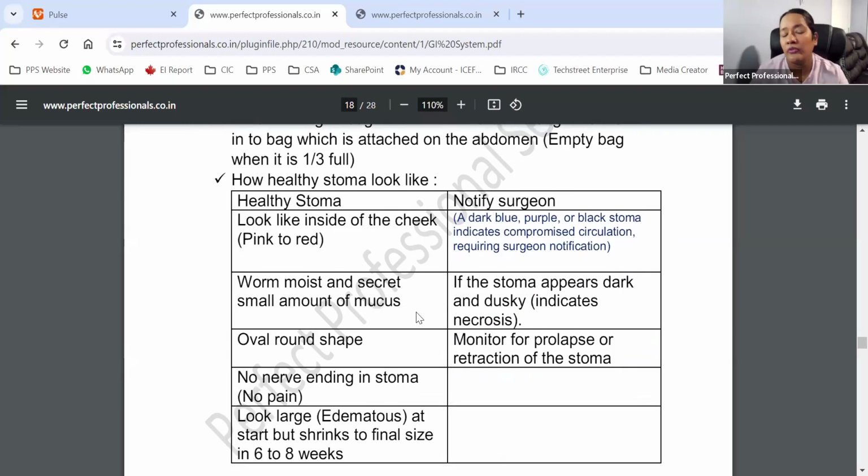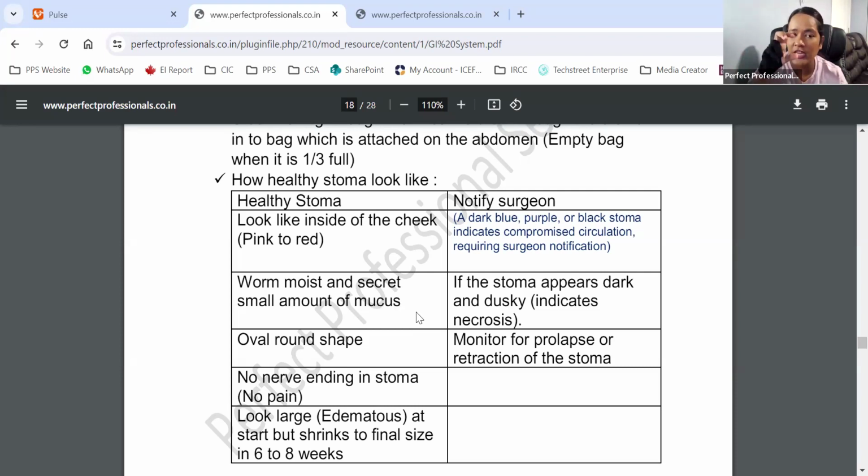When are you going to notify the physician? When your stoma is not healthy. Now, what will be the unhealthy stoma signs and symptoms? It will be a dark blue, purple, or black stoma. What does it mean? Blood circulation is not reaching it. Need immediate surgeon notification. If the stoma appears dark and dusky, it indicates necrosis. Monitor for prolapsed or retracted stoma.